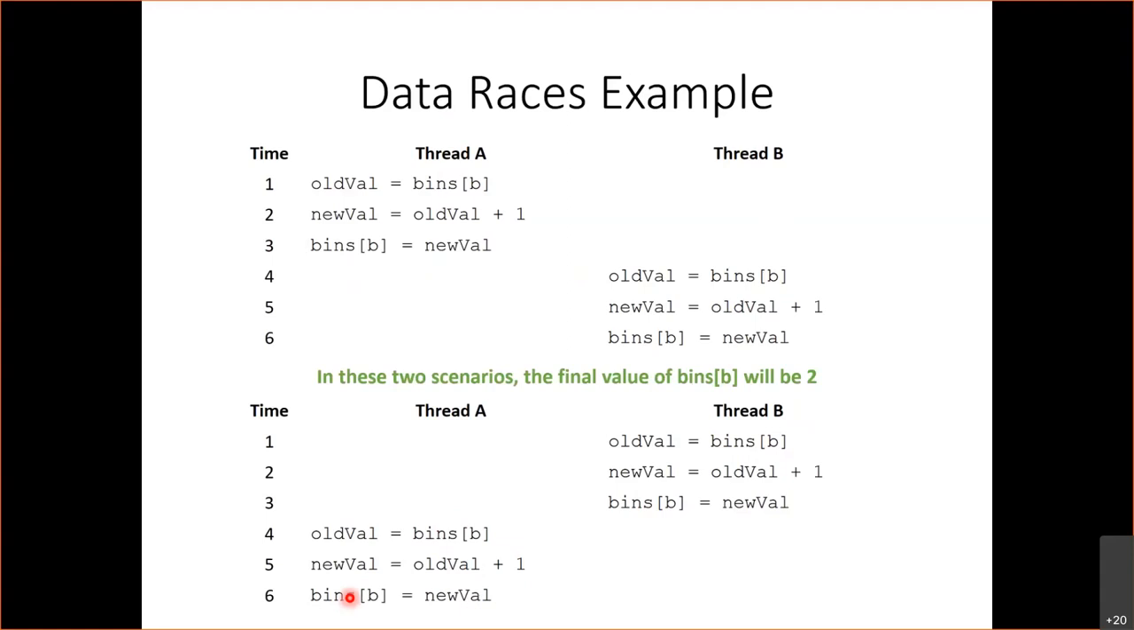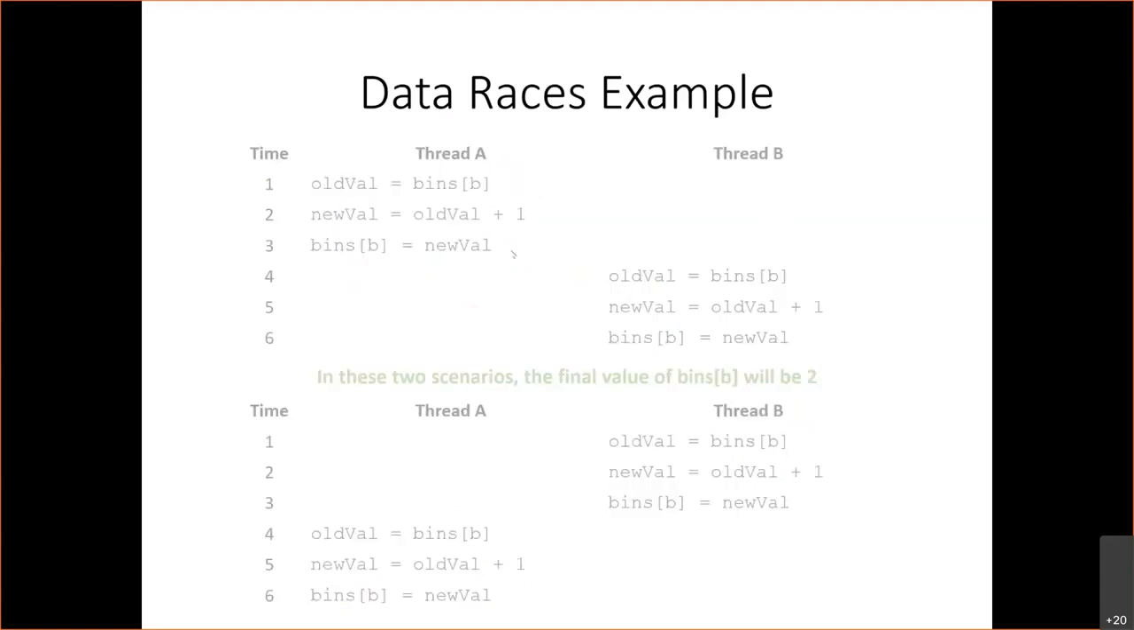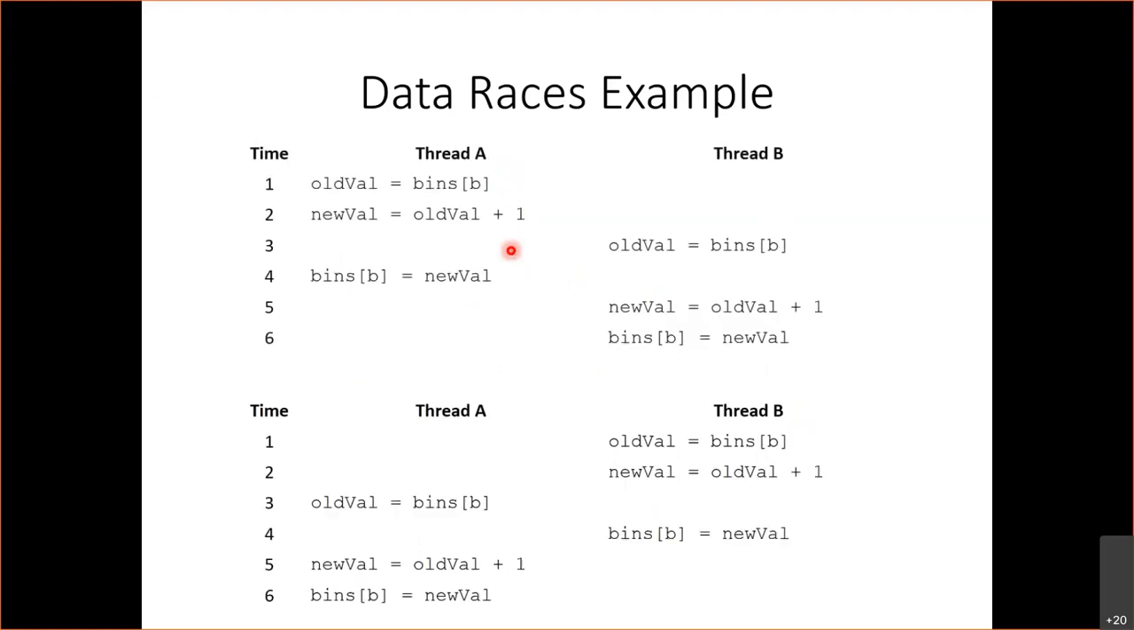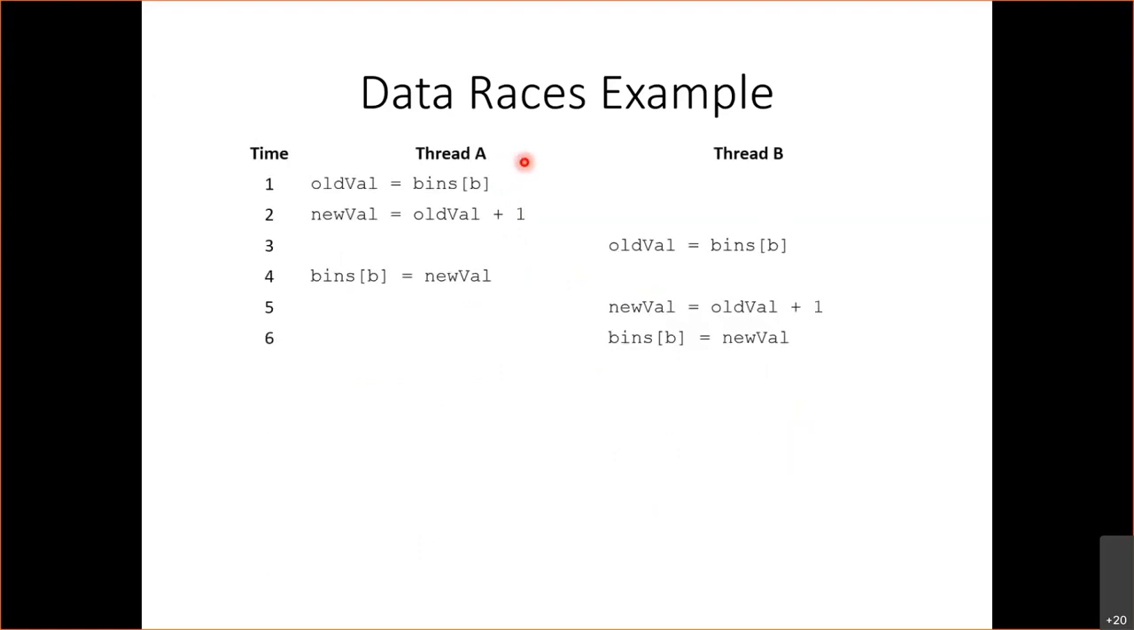However, there is no guarantee that this is actually how these operations will be interleaved by the hardware. Another possible interleaving is that the hardware may execute these operations like this. Thread A may load bins of B, so it loads 0. Then increment it to where new val is 1. And then before thread A gets the chance to store new val in bins of B, the hardware scheduler removes thread A and schedules thread B. That's if they're running on the same SM.